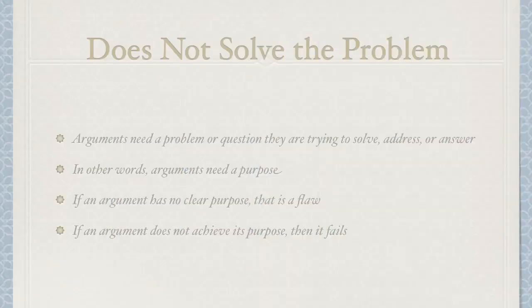So you can criticize something because it doesn't solve a problem that it's supposed to. In a very broad way, arguments are always trying to address some sort of question or problem. We do philosophy for some purpose. There's always some sort of goal. So if an argument hasn't got a purpose, that's a problem with it. Arguments should always explain what their point is. And if an argument does have a point, but it doesn't achieve it, then it failed. That's a good criticism of it.